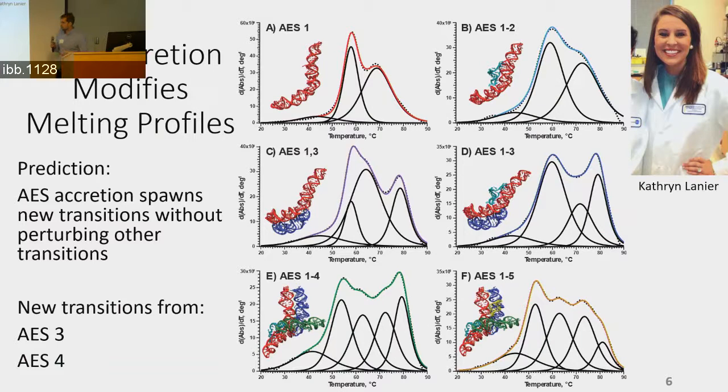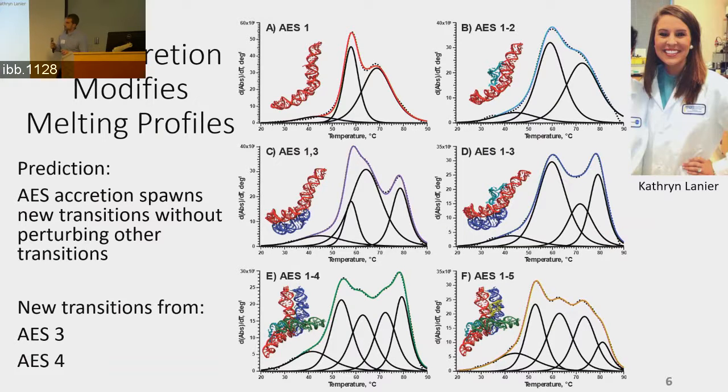Essentially what we think this boils down to is the fact that AES2 and 5 are smaller structural elements. They're only about 20 nucleotides long, so those structures are small. Whenever we melt them out, we expect a very sharp transition, a very sharp peak. It's likely that those peaks are being covered up by these larger, broader peaks that are associated with larger structural elements. So that's one part of the story.